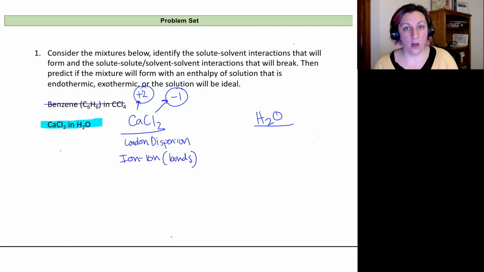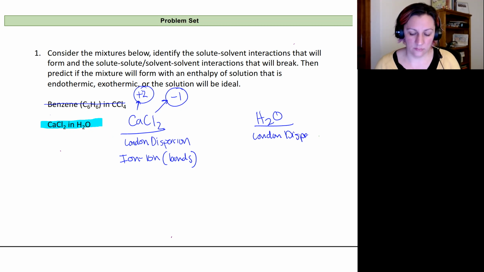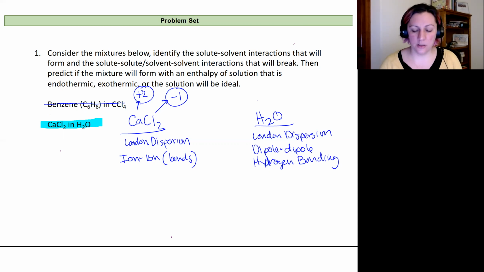Now looking at our water, this is a polar molecule with hydrogen bonds. So we'll have London dispersion. We'll have dipole-dipole interactions. And we'll have hydrogen bonding. And these are for our solute-solute interactions. I'm sorry, our solvent-solvent for our water and our solute-solute for calcium chloride.